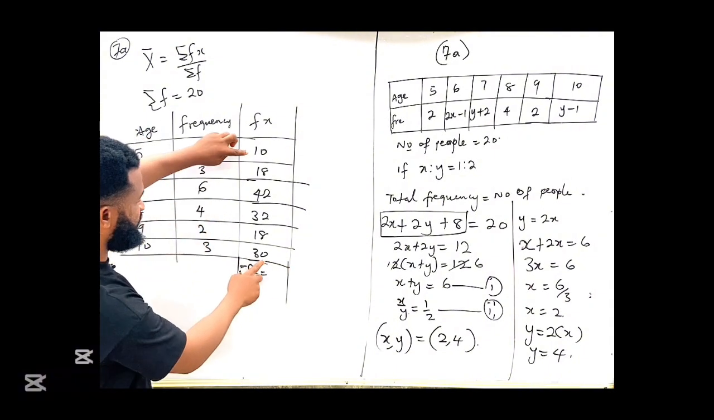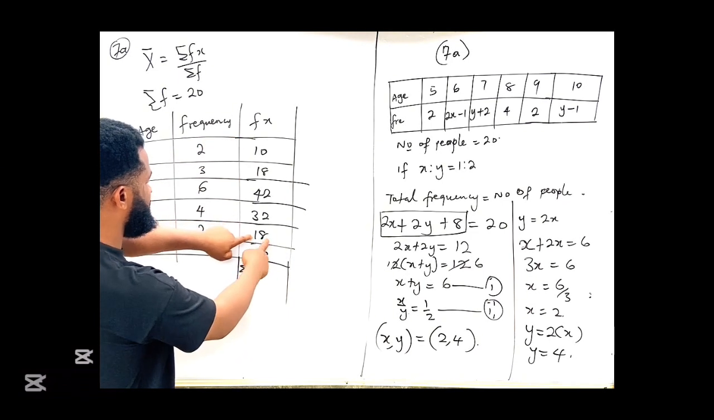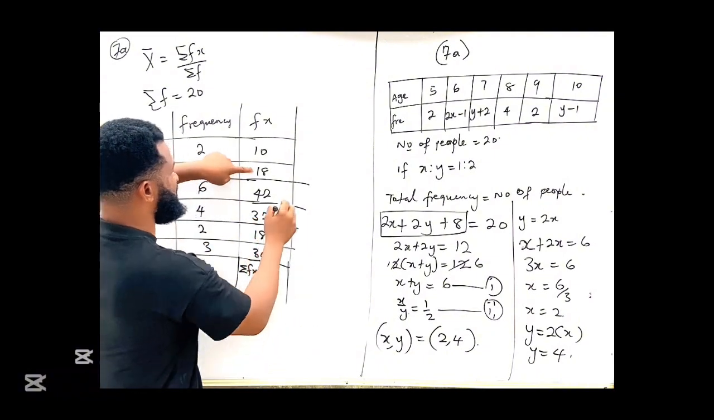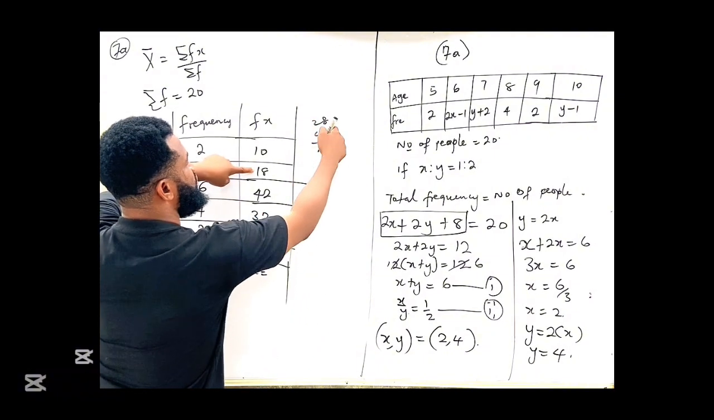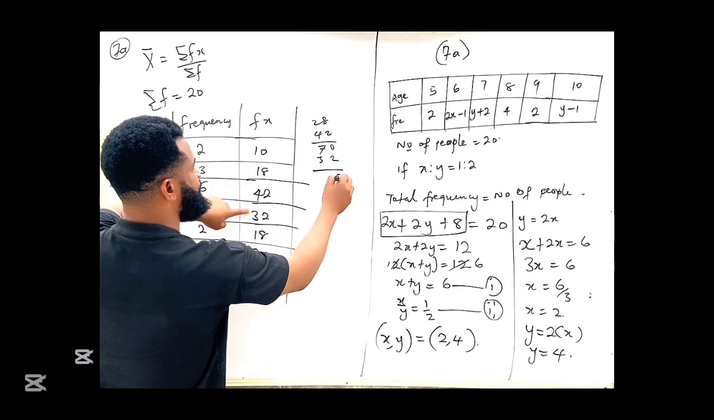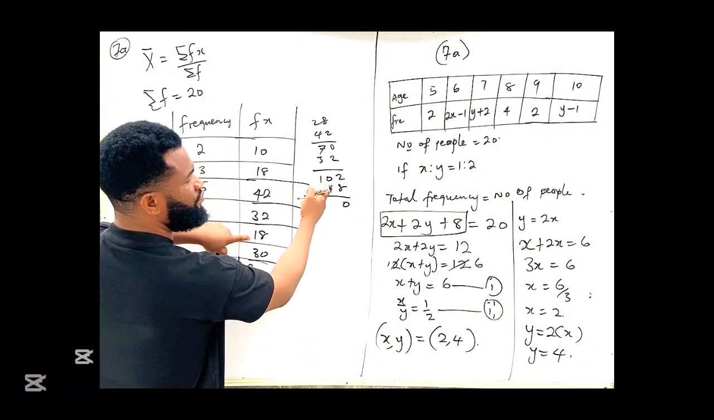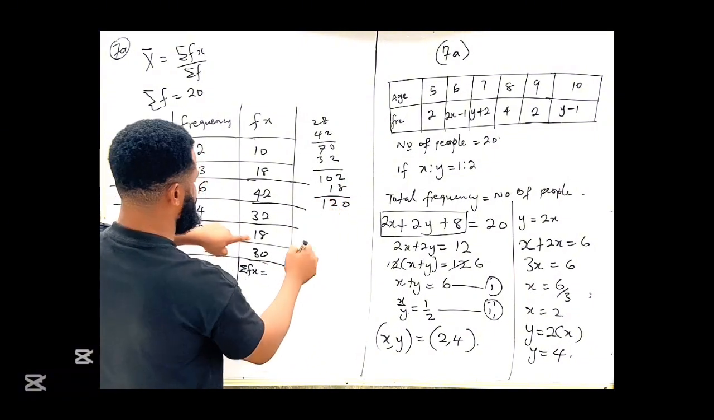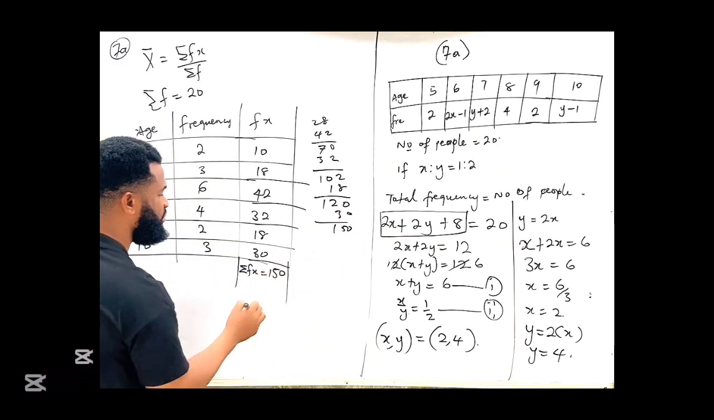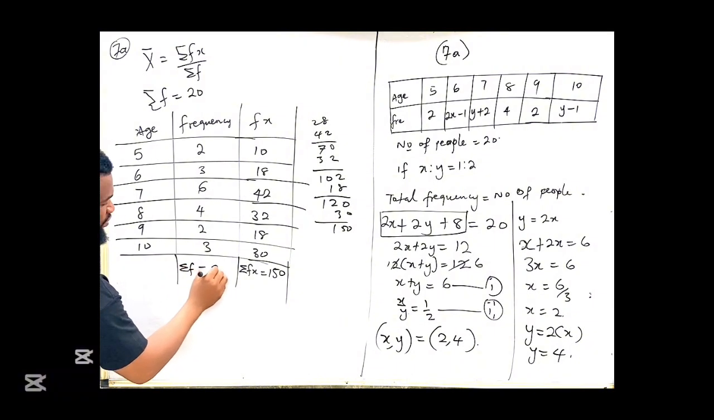Let's say this is going to be 40. This is going to be 58. 58 plus, okay, this is going to be 28. 28 plus 42 is 70. 70 plus 32 is 102, plus 18 is 120, plus 30 is 150. So everything here is 150. We already know that summation of f is equal to 20.